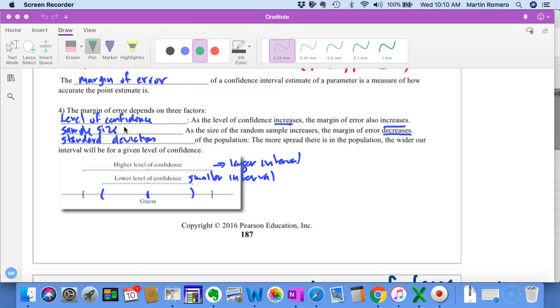If you want to be more confident with your answer, it sounds contradictory, but that's the situation. As sample size increases, the margin of error decreases. So as you increase your sample size, you're more sure with your answer. And for the standard deviation of the population, the more spread there is, the wider our interval will be for our level of confidence, or there will be more margin of error.